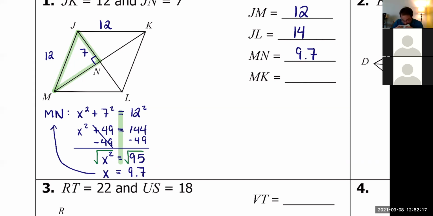Last on our list is MK. So MK is the other full diagonal. How could I come up with that one? Multiply that MN by 2. So similar to what we did with the other diagonal, we doubled the 7. We're going to double the 9.7. We should get 19.4.